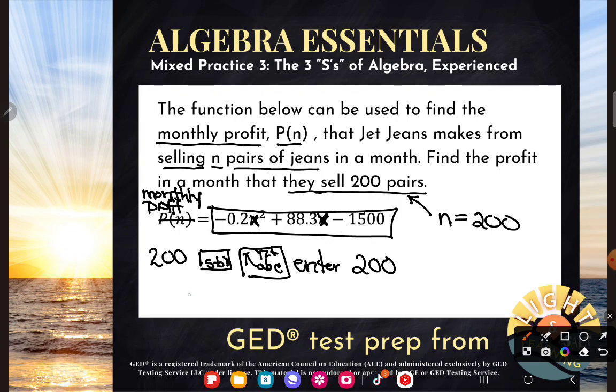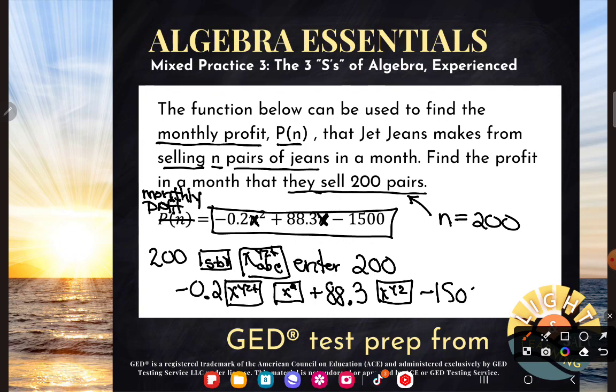So you are going to type negative 0.2, and then that X button again, that same one with the X, Y, Z, yada yada. And then the square button, which is right above that and says x squared. And then plus 88.3 and that lovely x button again. And then minus 1500. And you do it while I'm doing it. I've been talking about it more than doing it, so let me type it.